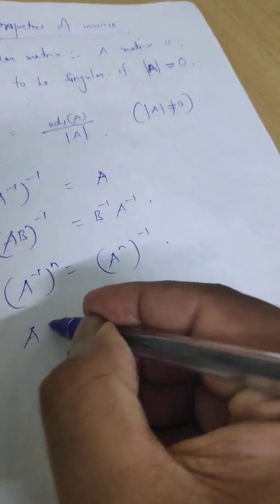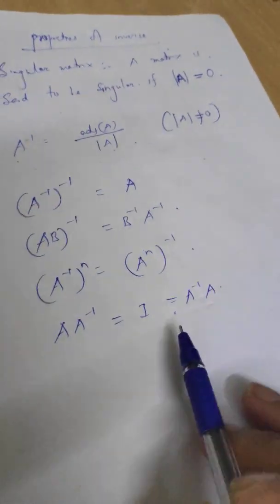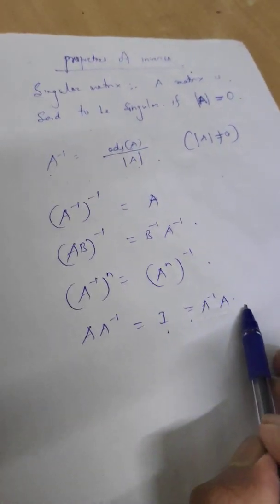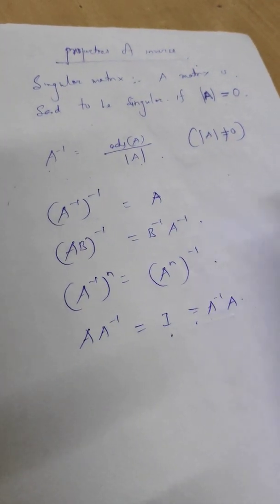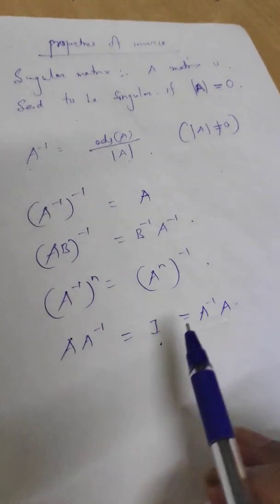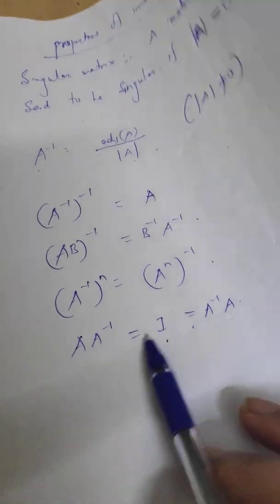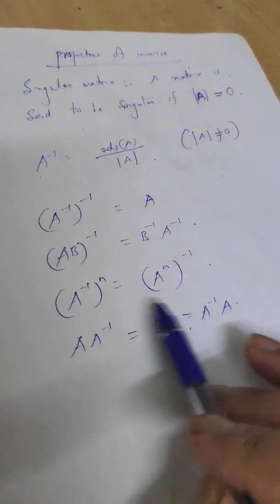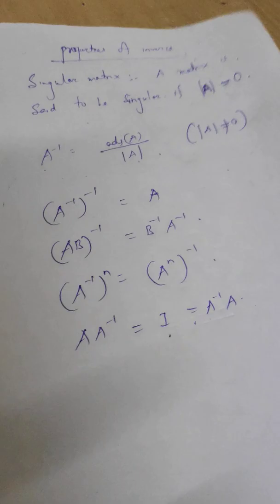Say A into A inverse will be equal to I, equal to A inverse into A. So these are some properties of inverse which we have to use for finding A inverse. We'll do some sums using these properties.